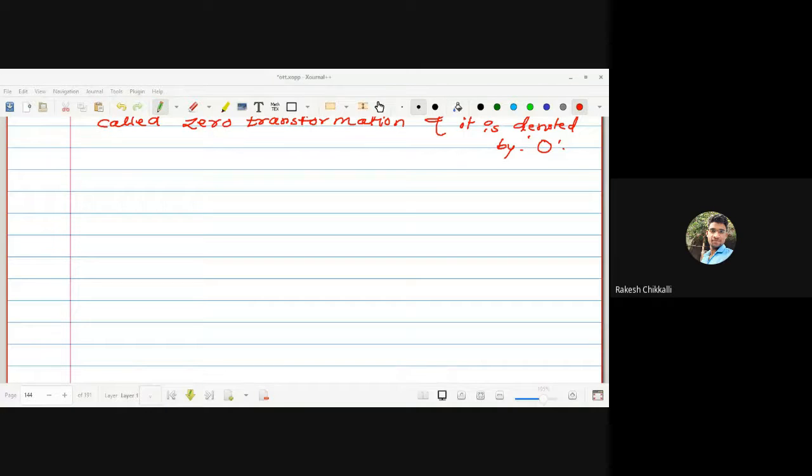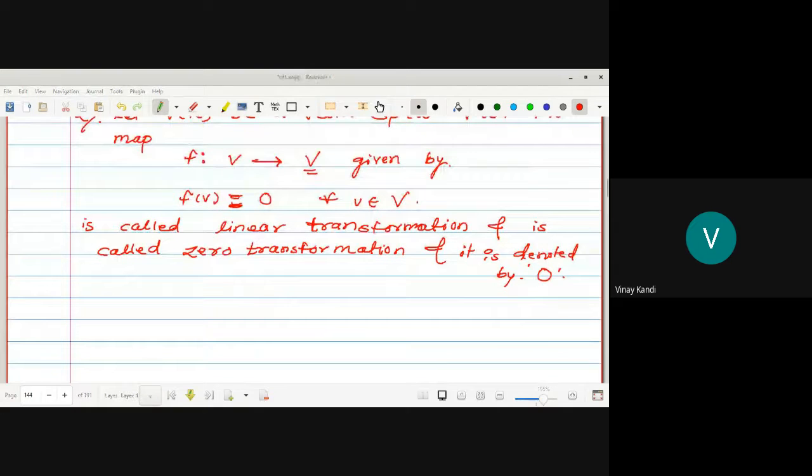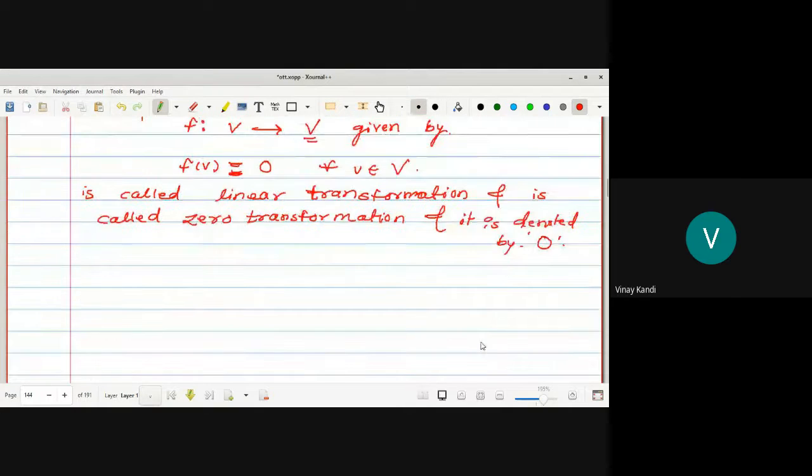No, sir. So identity mapping and zero mapping is always a linear transformation. Now the third one, example number three.